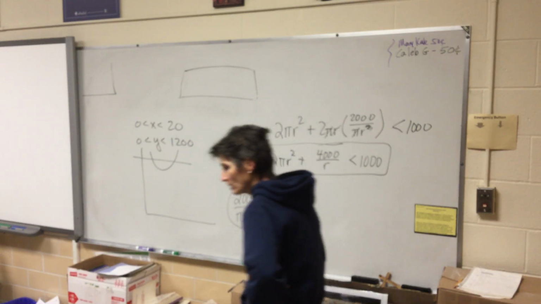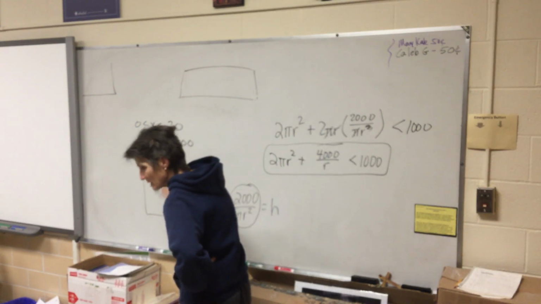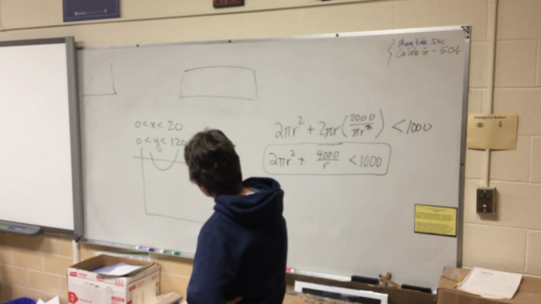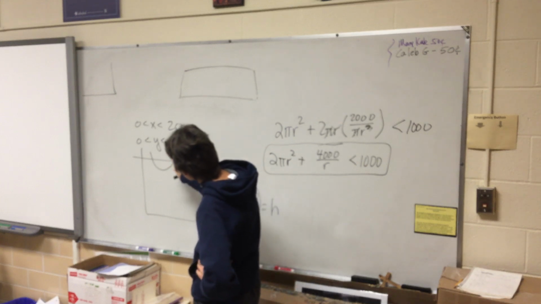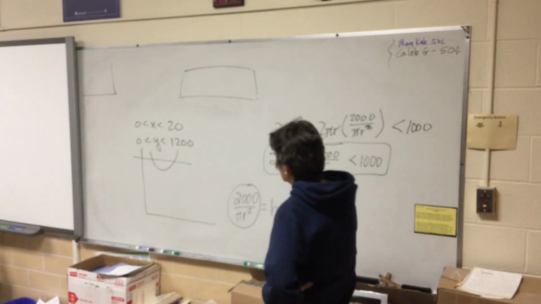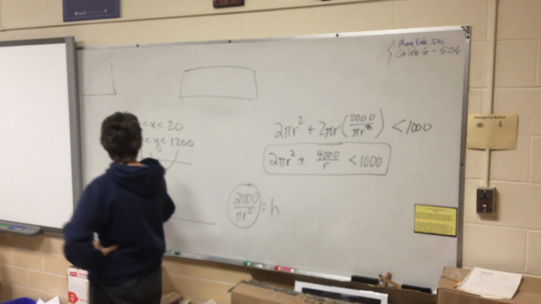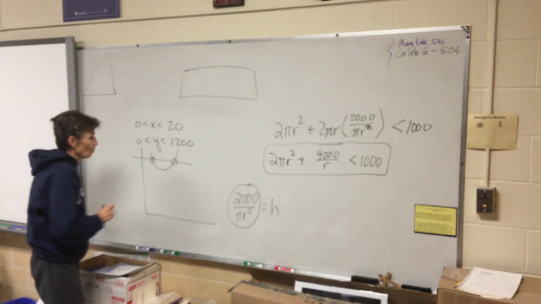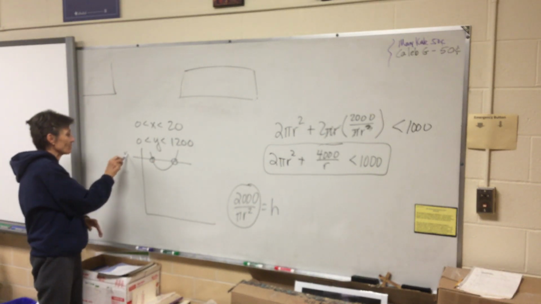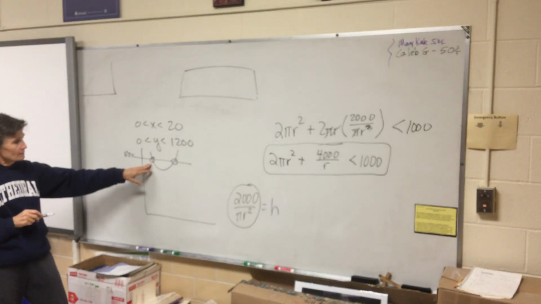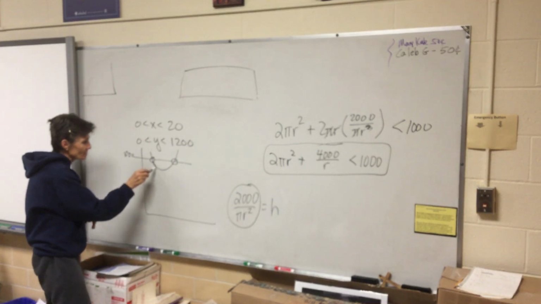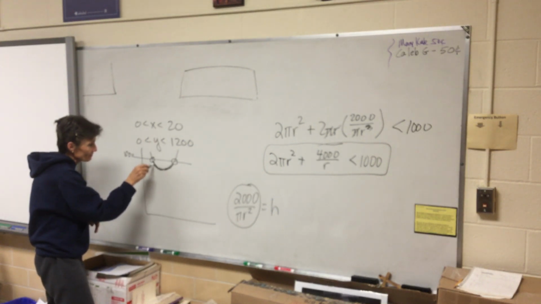All right, is everybody still with me? Everybody getting a picture that looks like that? Now your picture may look a little different if you have different dimensions here. These are the two places where the surface area is exactly 1,000. This was 1,000. I need it to be less than 1,000, so that actually would be in here.